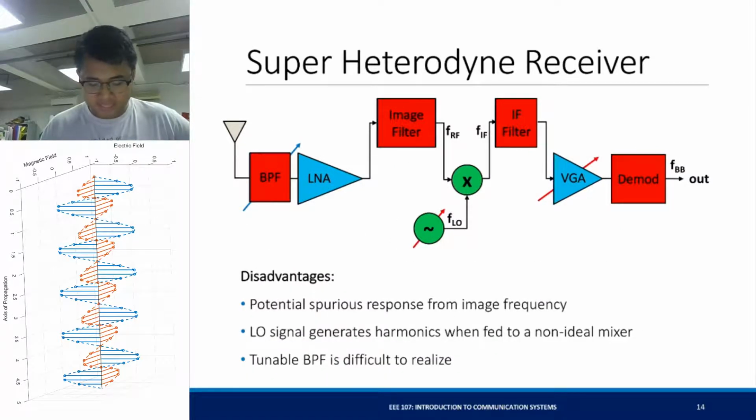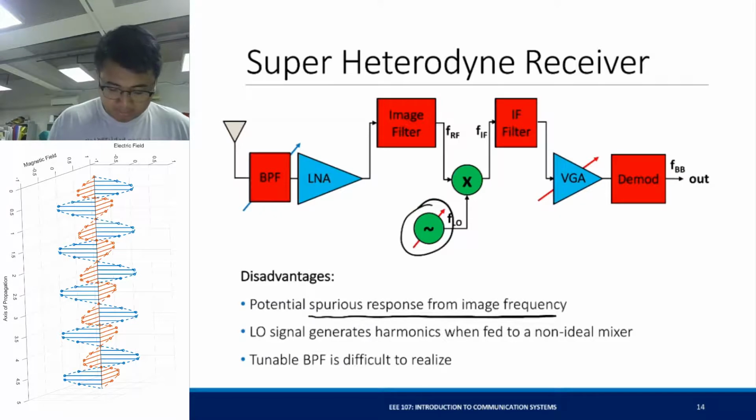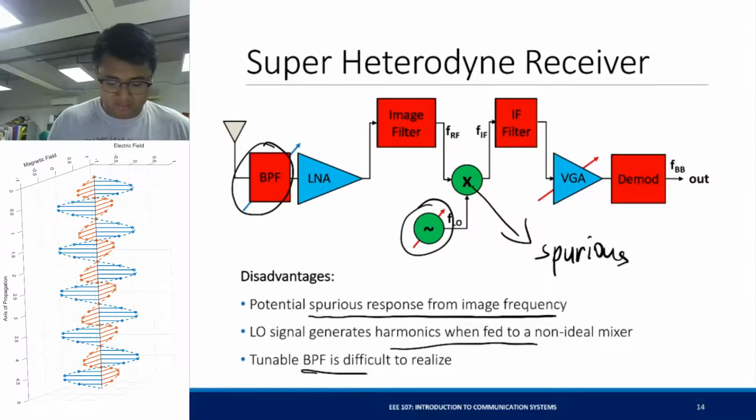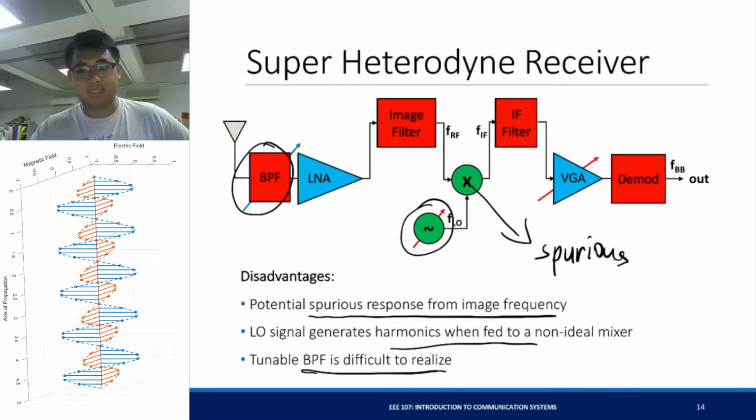Disadvantages of this are the potential spurious response from your image frequency. The LO also generates harmonics when fed to a non-ideal mixer. So I told you this earlier, it can produce spurious signals. And a tunable BPF is actually difficult to realize.